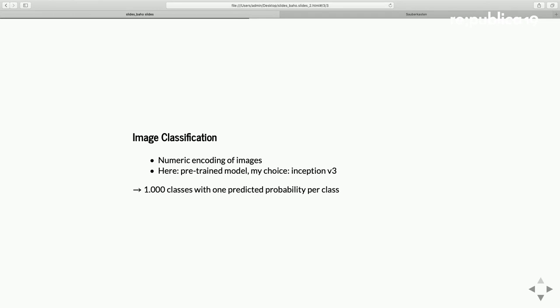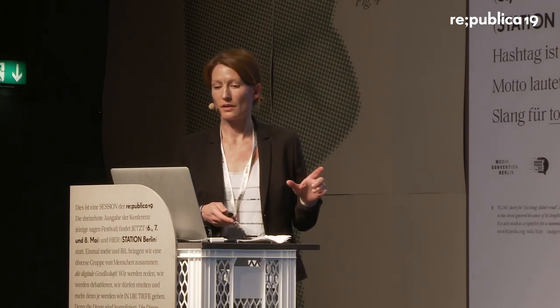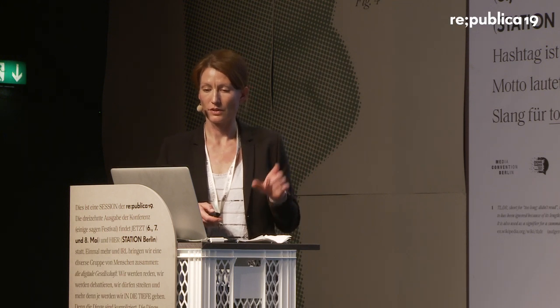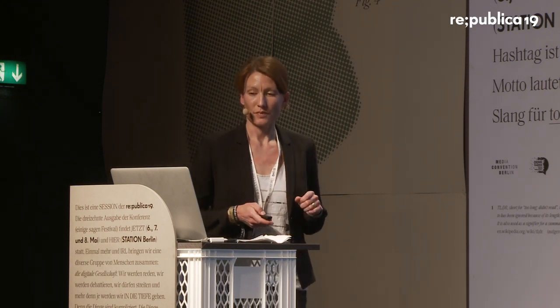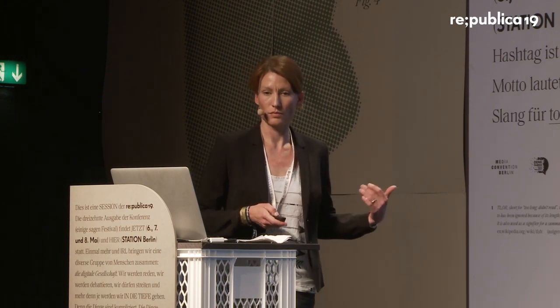So next what I'm going to tell you is how I used image classification. Again, I have images, and I want to basically attach numbers to these images and then draw information on what's in these images. What I do is I use a pre-trained model from Inception V3. That's just some technical information in case you want to look it up. What happens is I plug in this picture, and I get out predicted probabilities of 1,000 different classes. So per class, which is one prediction, the probability that in the picture you see this class, yeah?